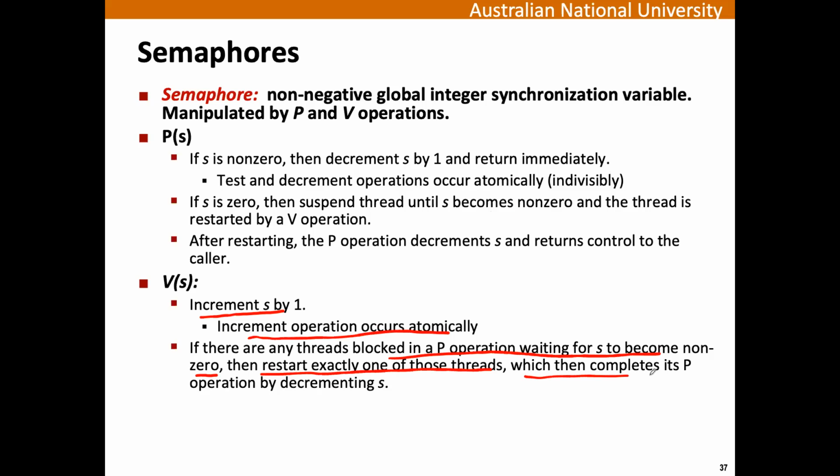And which then completes the P operation of the thread that is waiting on the semaphore S, and that thread waiting on the semaphore then decrements S and returns immediately. Okay, so these are the operations. It's a bit different. It's a bit confusing the first time you look at them, but together they provide mutual exclusion. They provide exclusive access to a critical section.